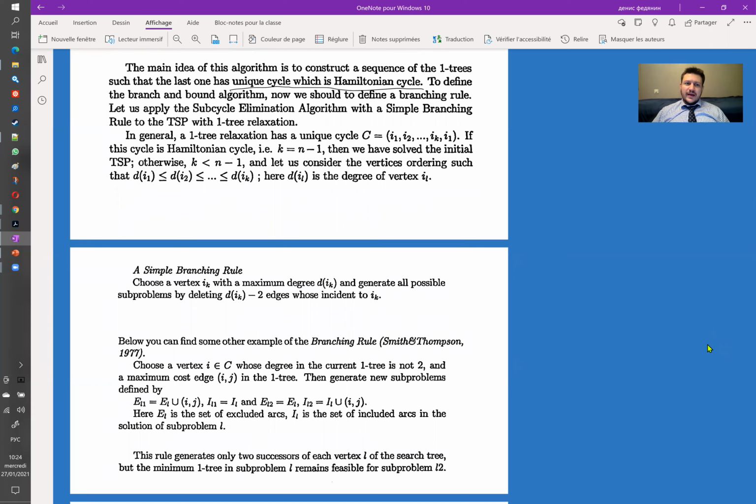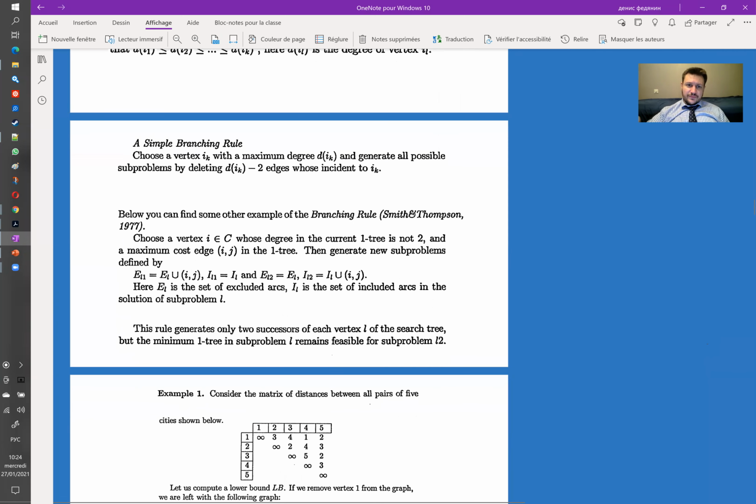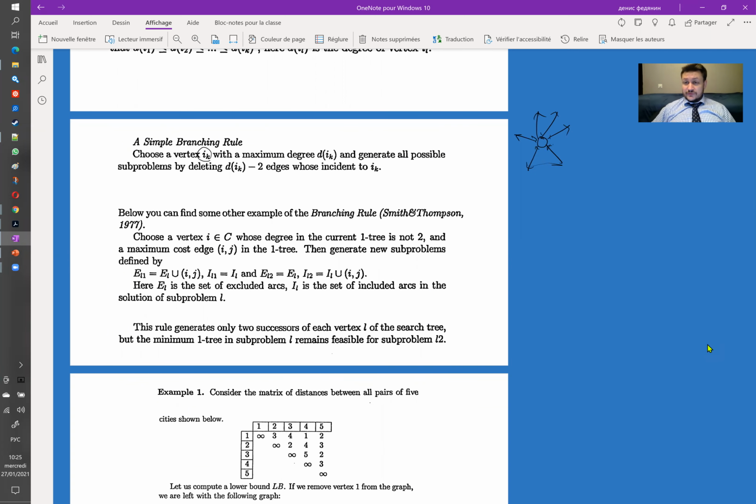Okay, so we have some kind of cycle, and we want to improve it. What is the idea of branching? We can choose a node there with the maximum degree. What kind of degree? It's not Celsius, it's not Kelvin, of course. The degree of the node is the number of, well, for symmetric, just the number of roads from there.